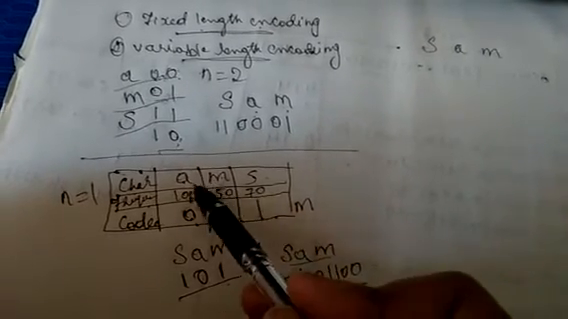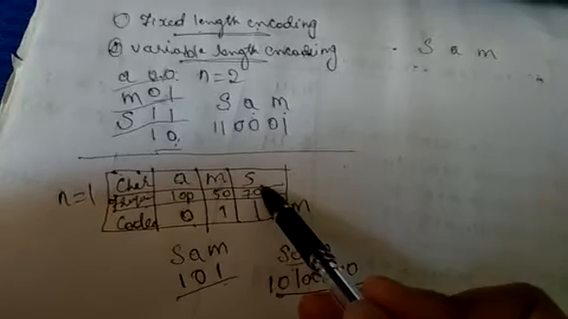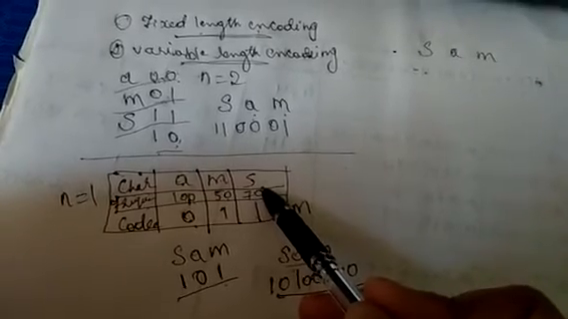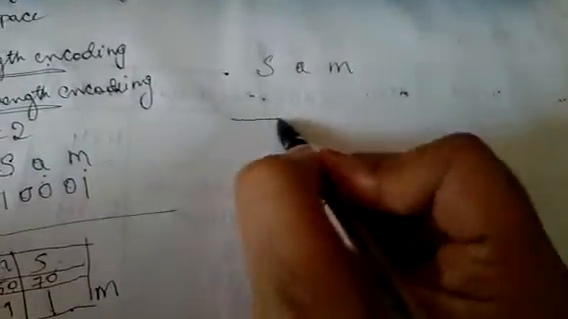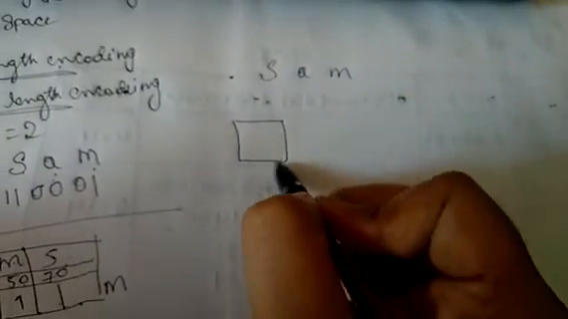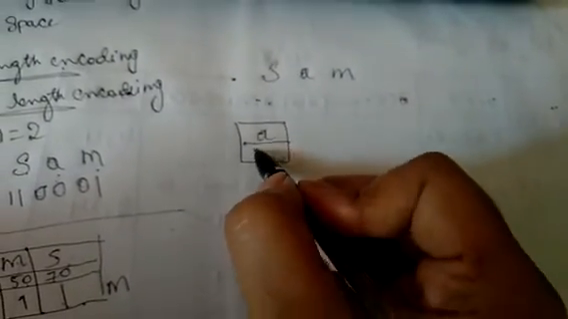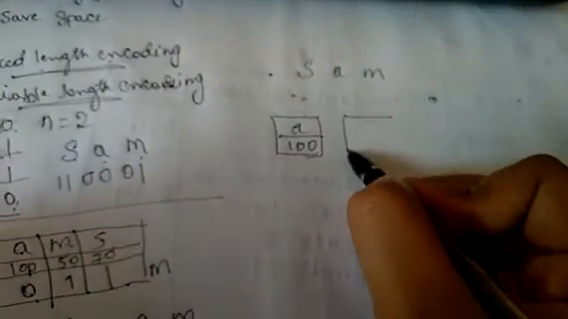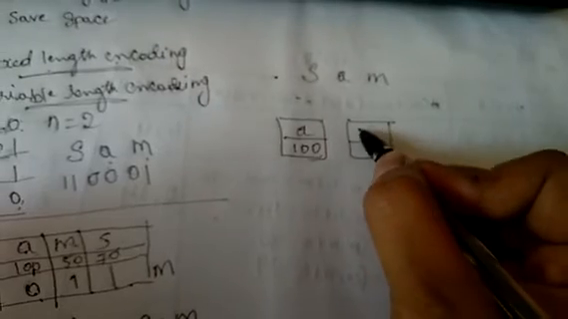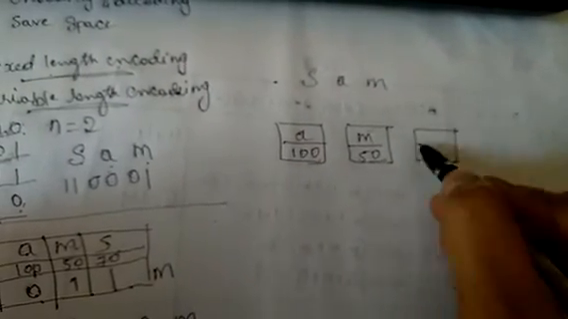The number of alphabets, n, is equal to 3, such that each node contains the alphabet and the frequency of the alphabet. I'll create a node A with frequency 100, then one more node M with frequency 50, and one more node S with frequency 70. This is step 1, what I have discussed now.